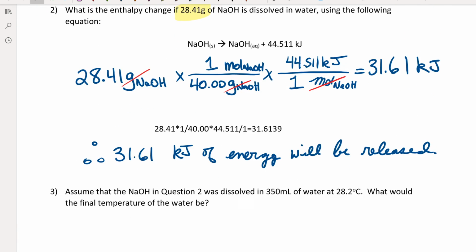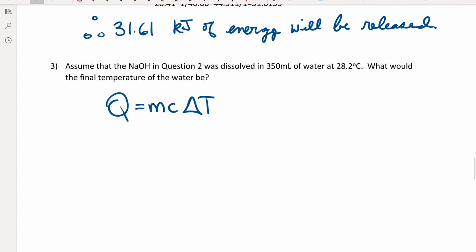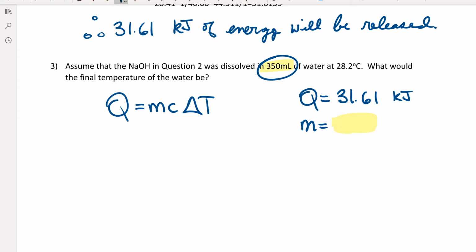Now, hey, this question is actually a calorimetry question. If we assume that this was actually dissolved in 350 mL of water at 28.2 degrees Celsius, we can find the final temperature, because we know that Q equals MC delta T. And so let's work this out. Q, well, we just figured out Q, 31.61 kilojoules. M, what's the mass of water? Well, we know we have 350 mL, and we know that a milliliter of water weighs a gram, so we know we have 350 grams of water.